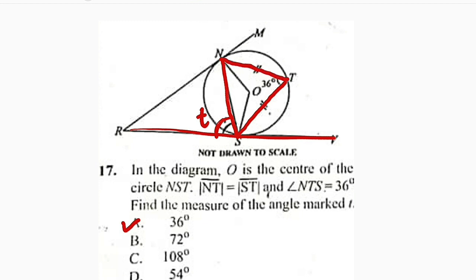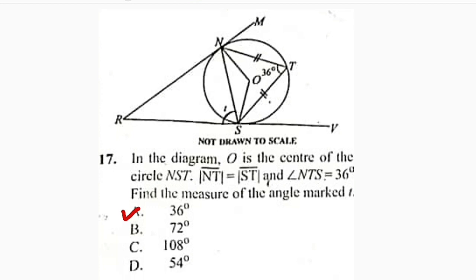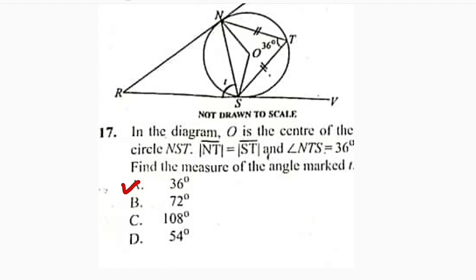Which theorem is this? Alternate segment theorem. This angle and this angle are on the alternate segments, and they are always equal. And I think I have provided a video on that, on how to prove it. So the right answer is 36. You don't even have to solve anything. Alternate segment angles are all equal. Let us move on to question number 18.